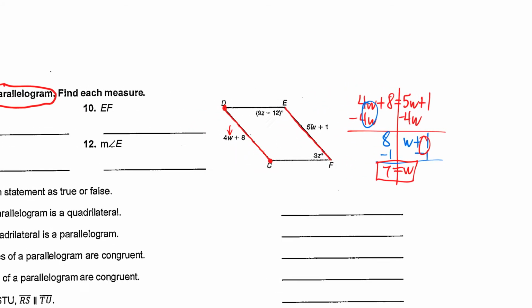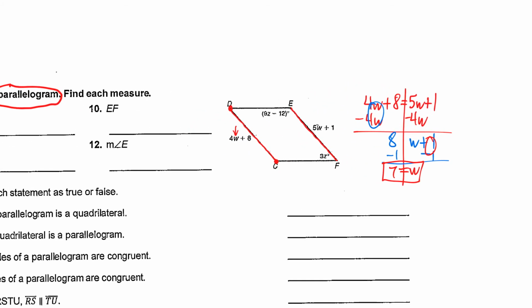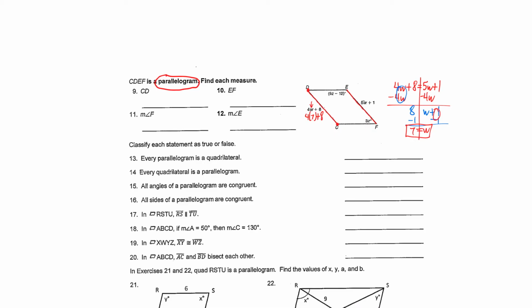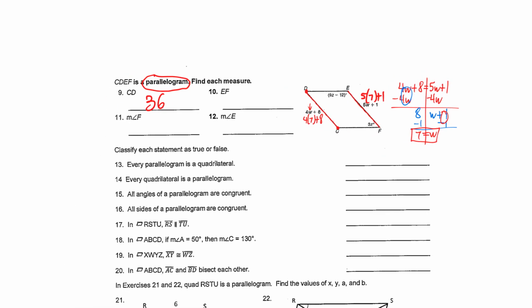Okay, so if W equals 7, how am I going to find the length of CD now? Plug it in. 4 times 7 plus 8 is 36. And then for EF, 5 times 7 plus 1 is 36. Okay, those better be equal or we messed something up.